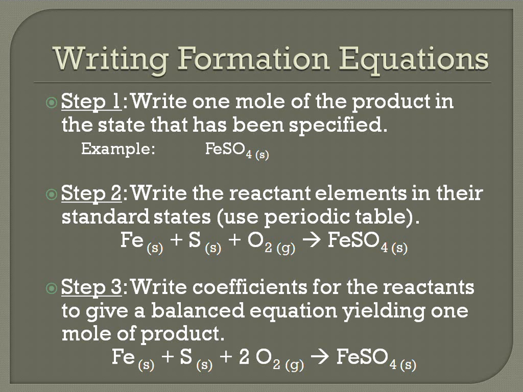The 3 elements that make up iron(II) sulfate are iron, sulfur, and oxygen. If I look on the periodic table, I can tell that iron is a solid, sulfur is a solid, and oxygen is a gas. Notice I've also put O2 because oxygen is a diatomic molecule. Step 3, I have to balance it out and write coefficients for the reactants to give a balanced equation. That balanced equation always has to yield 1 mole of product. So in order to do this, I put a 2 in front of my oxygen, and now I'm balanced.